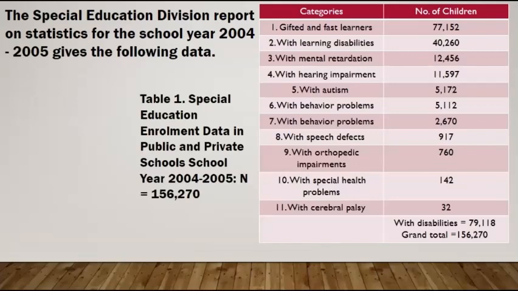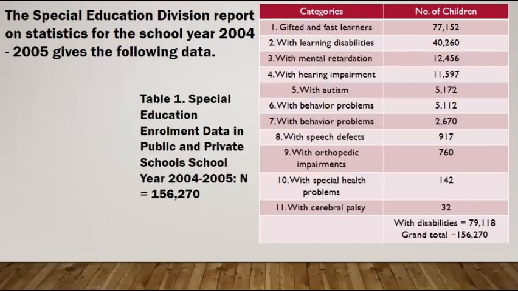Gifted and fast learners: number of children, 70,154. With learning disabilities: 40,260 children. With mental retardation: 12,456 children. With hearing impairment: 11,597 children. With autism: 5,172. With behavior problems: 5,112 children. With behavior problems: 2,670.